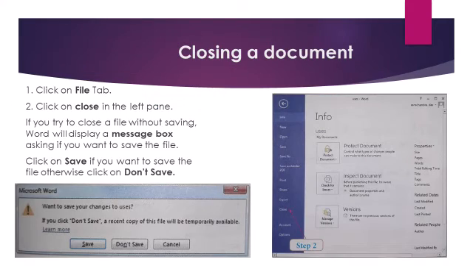Let us now learn how to close an open document. Click on File tab. Click on Close in the left pane. If you try to close a file without saving, Word will display a message box asking if you want to save the file. Click on Save if you want to save the file, otherwise click on Don't Save.